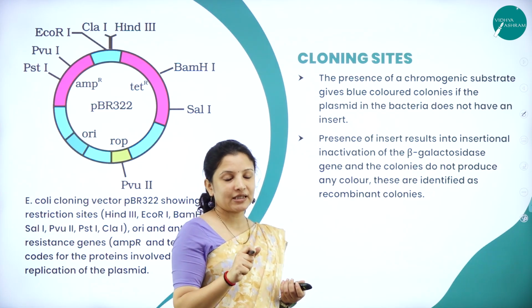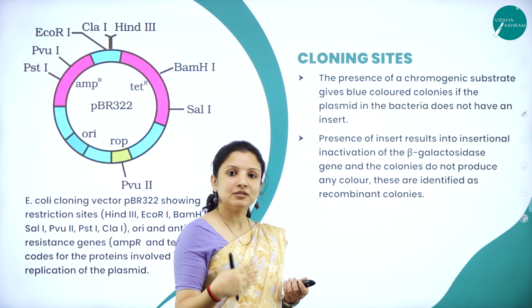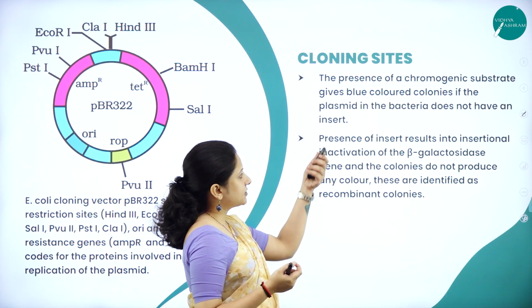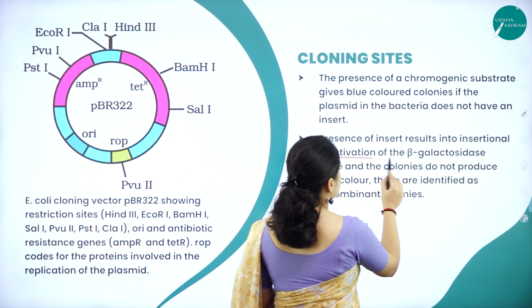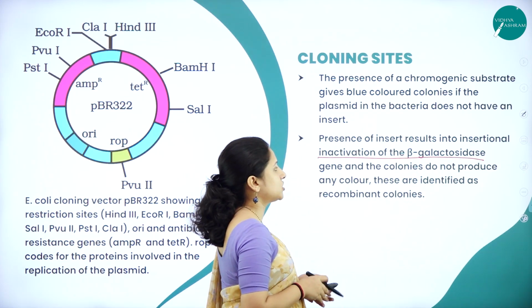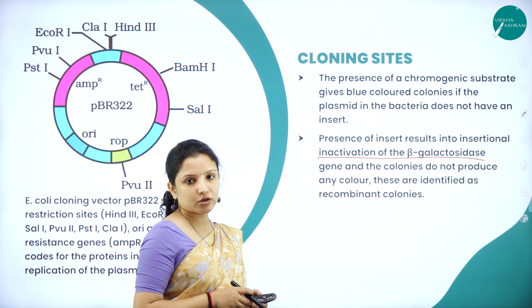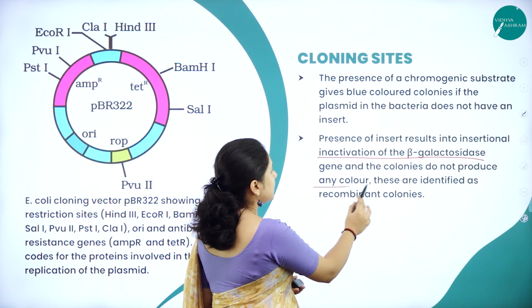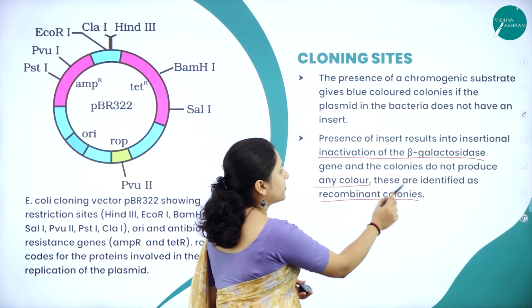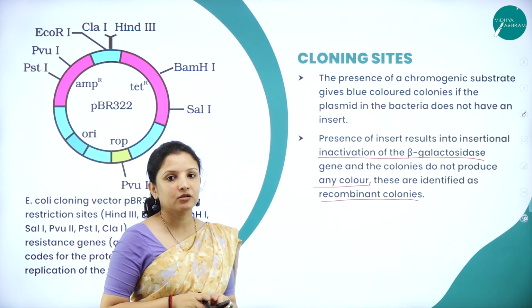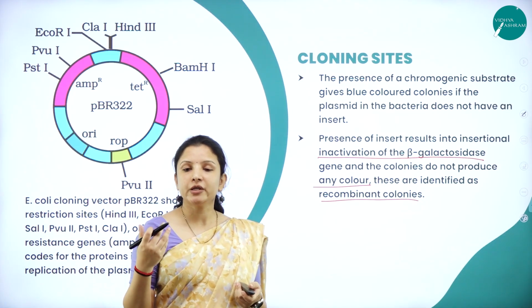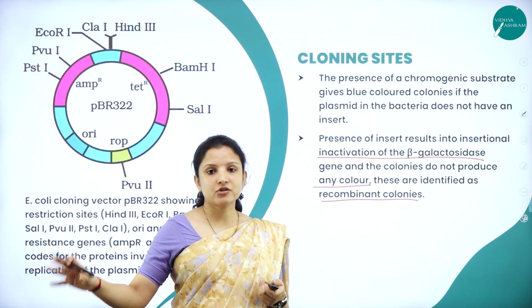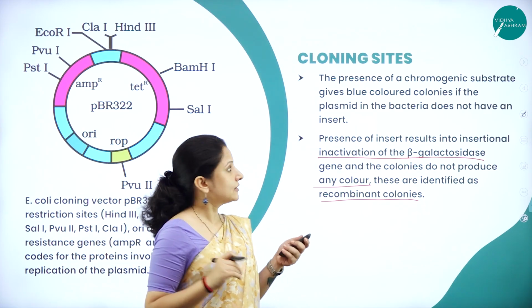Only those will be selected and the unstained ones will be eliminated. So, the presence of an insert results in insertional inactivation of the beta-galactosidase gene, and the colonies will not produce any color. So, these are identified as recombinant colonies. These recombinant colonies will be selected and they are the ones which will be used as a vector and introduced into the plant cells.